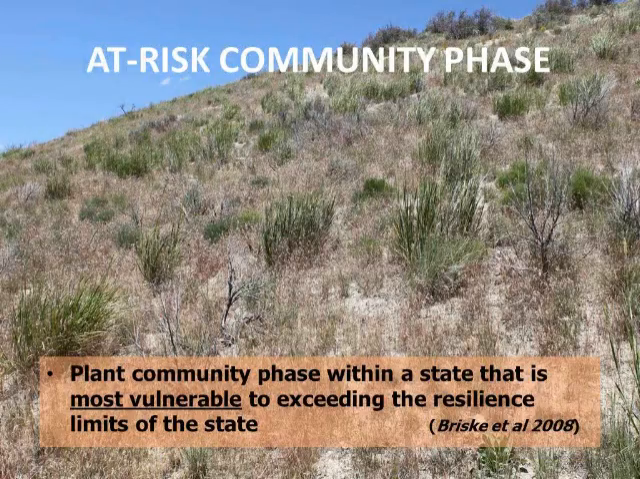Kind of some newer terminology for state and transition models is thinking about at-risk community phases. So what is that community phase within a state? So the large box, thinking about the little boxes. What is that community phase that's most vulnerable to crossing a threshold? So the site or the community phase that could be most affected by drought or fire and go to something worse.